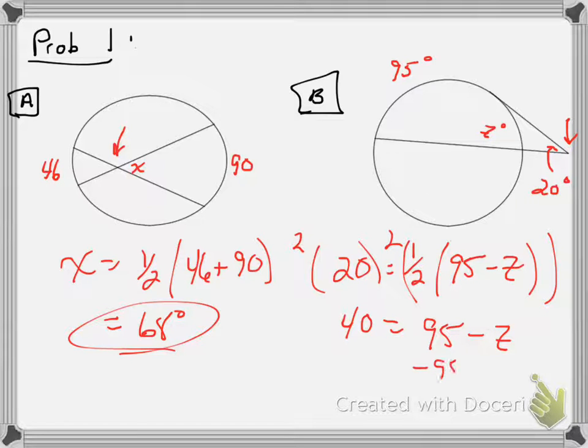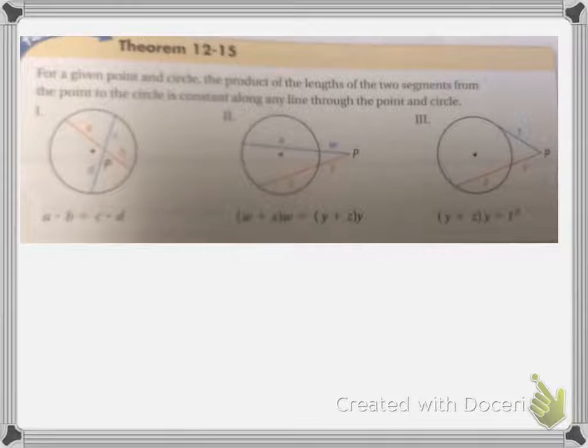Go ahead and subtract 95. I get negative z equals negative 55. Therefore, z equals 55. Theorem 12.15 talks about the segment lengths. The first situation is easy.